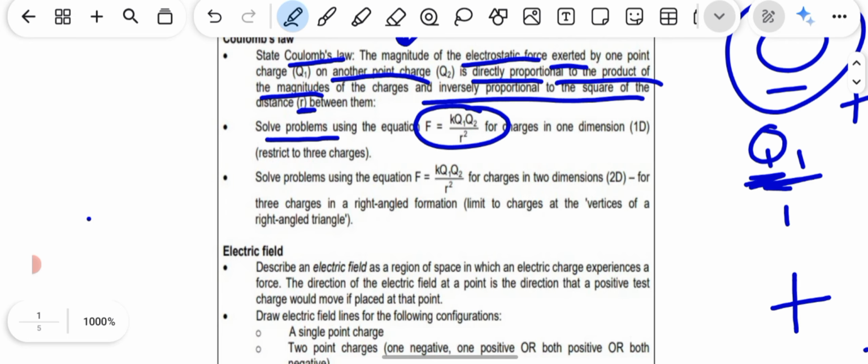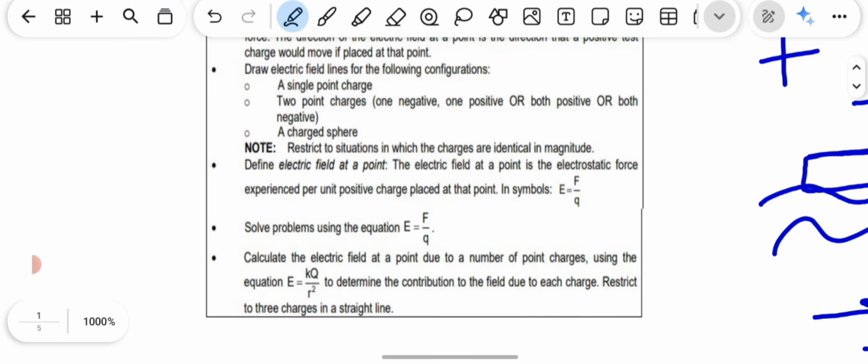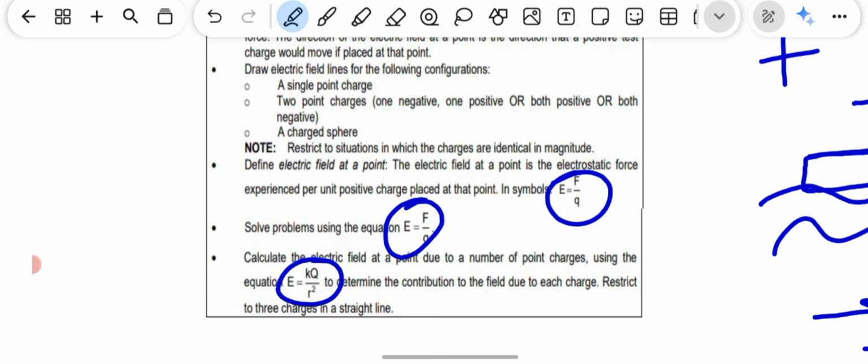So this is going to be our formula, and then the other formulas that we're going to use are this one and this one. And then they also tell you which formula you're going to use for what. For example, this one you're going to use when you're calculating your electric field, and this one you're also going to use when you're calculating your electric field.